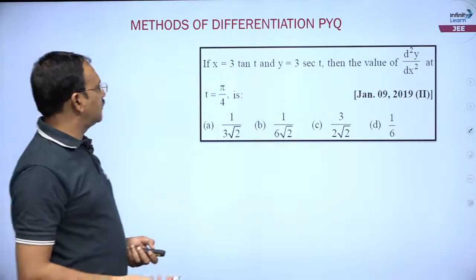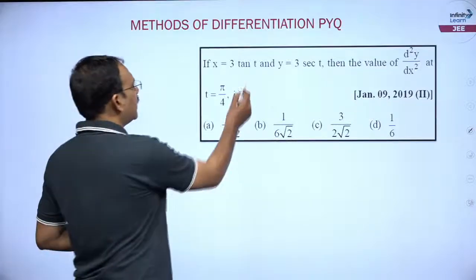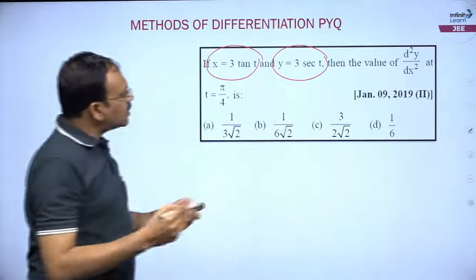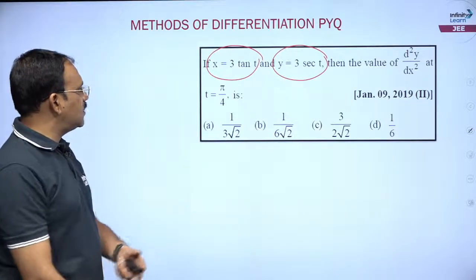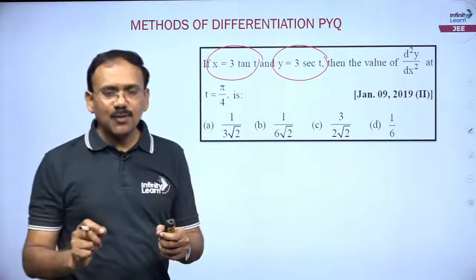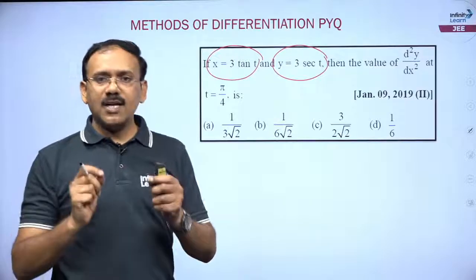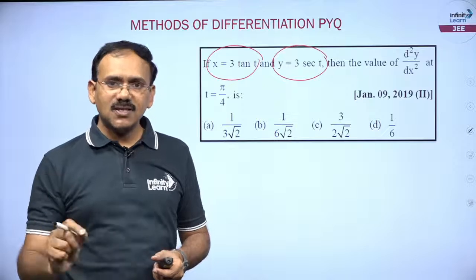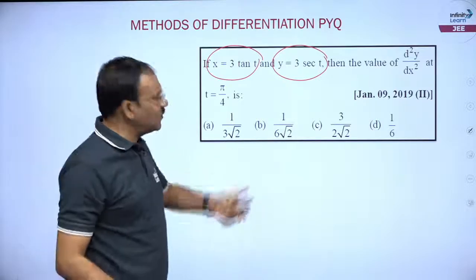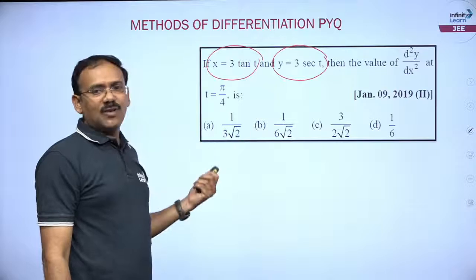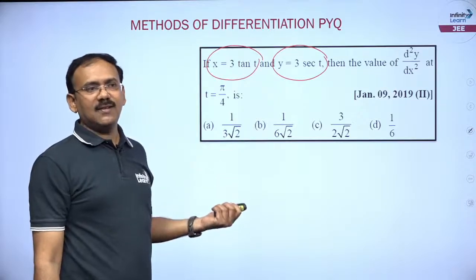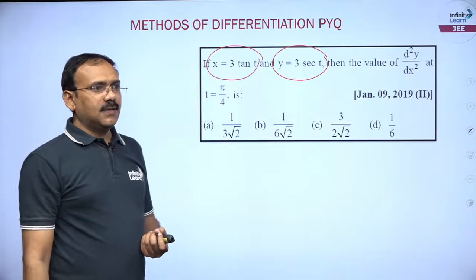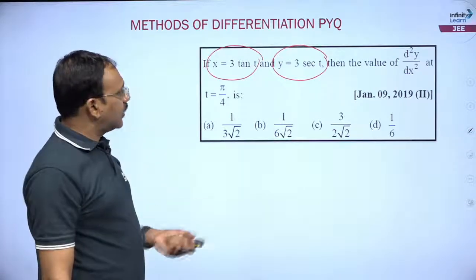Next, this question, this we have already discussed. X is equal to 3 tan t, y is equal to 3 secant t, find d square y by dx square at t is equal to pi by 4. I already told you that the parametric differentiation second derivative case is interesting and important. Given in 2019 also, the same is reflected in 2020 even. So, dear students, can you do this problem?